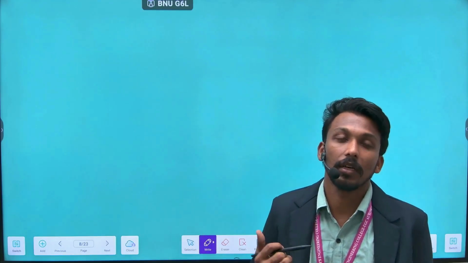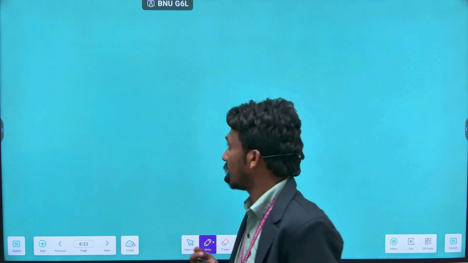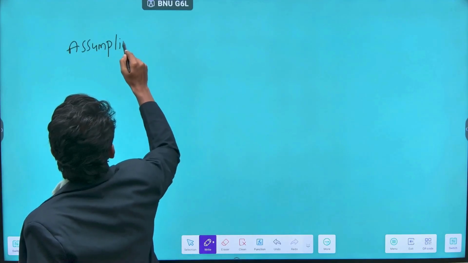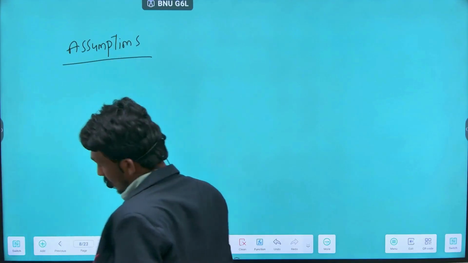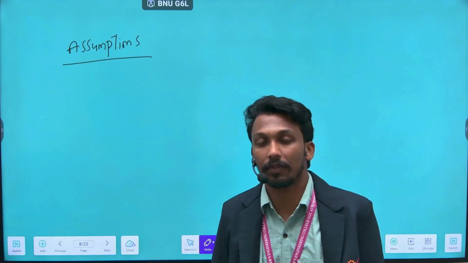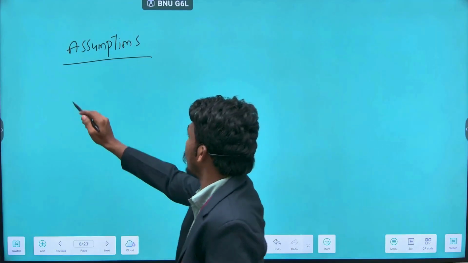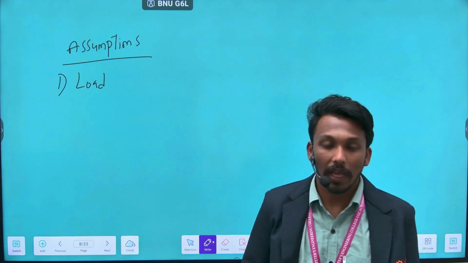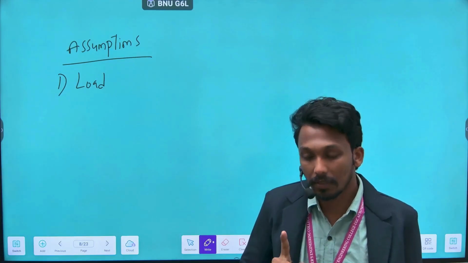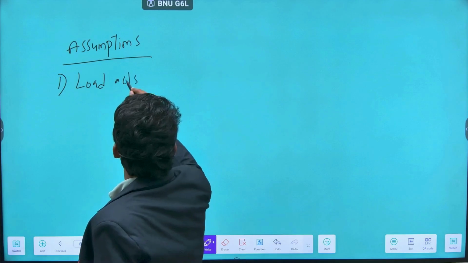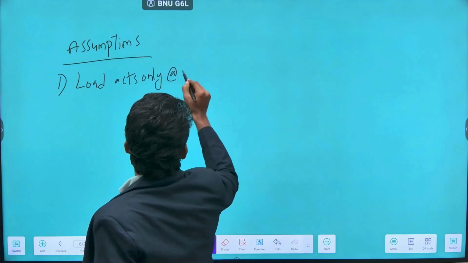Before going into the analysis, we'll have some assumptions while doing this analysis. Assumptions in the analysis of plane trusses. The first assumption is load acts only at the joints.